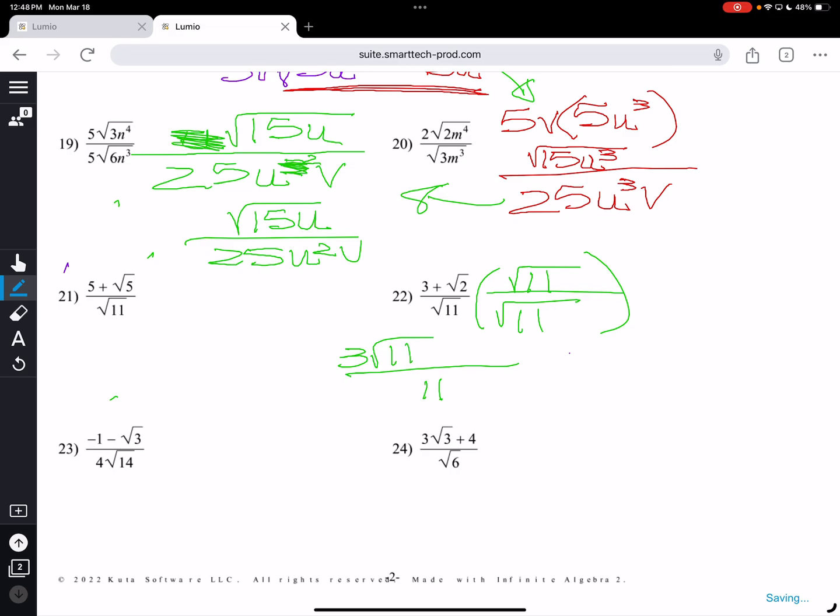I think I actually got this one. And then what's radical 2 times radical 11? 22, which is not a perfect square. So she's done, so close. No, you're supposed to multiply the 3 and the 11. That's not how you work it. We did. We got 3 radical 11.